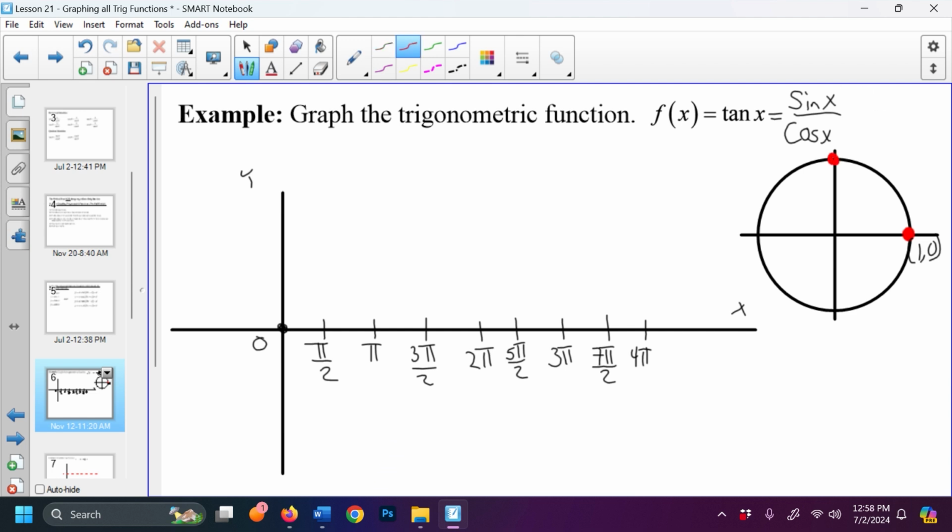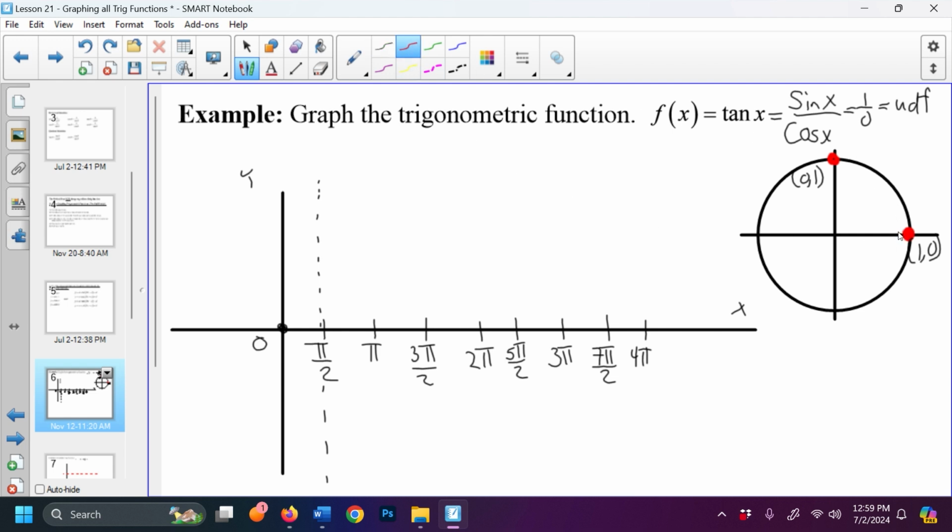Now, when I get to this point right here, that value on the unit circle is 0, 1. So when the angle measure is pi over 2, I get 1 over 0. Now that is undefined. And since it's undefined, I have a vertical asymptote here at pi over 2. Now when I draw this curve, I have two options. There's no other value between 0 and pi over 2 where the tangent function equals 0. So it can either start here at the origin and go up, or it can start here at the origin and go down.